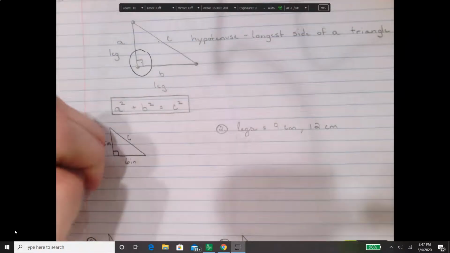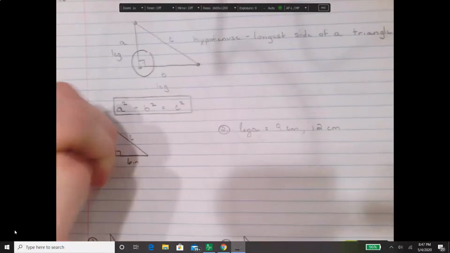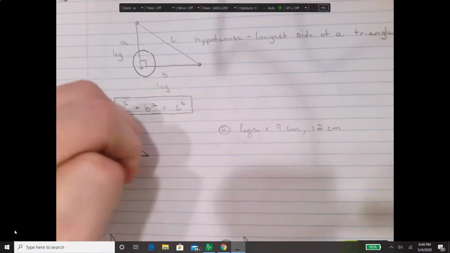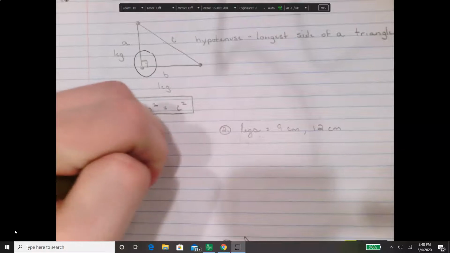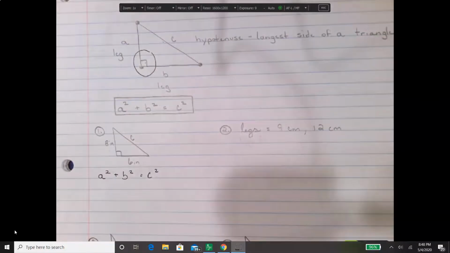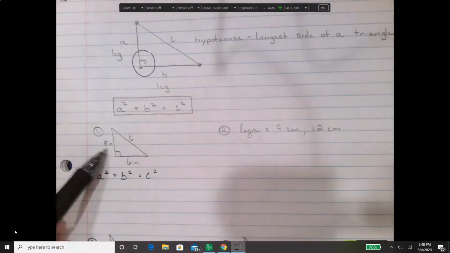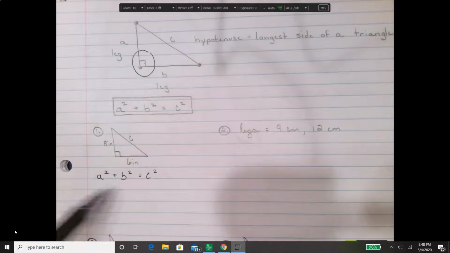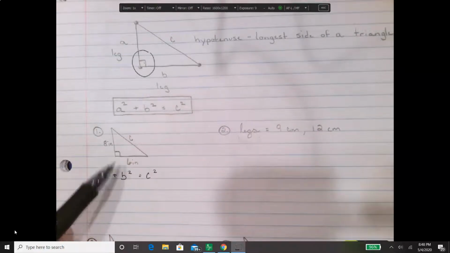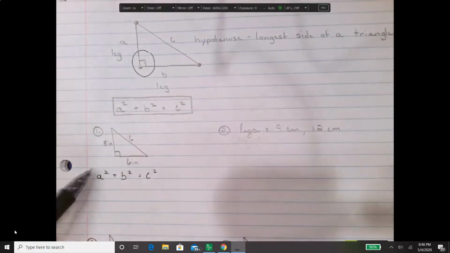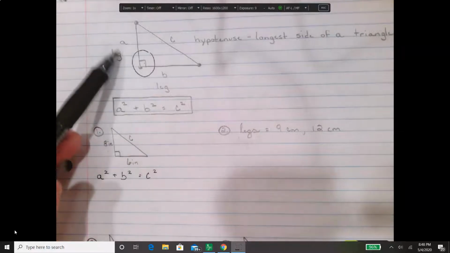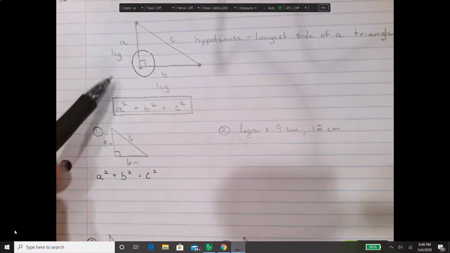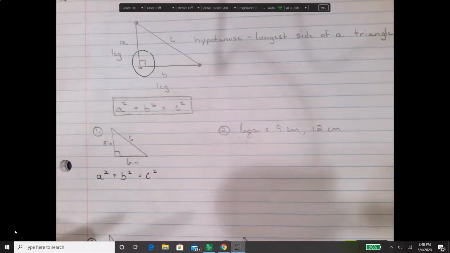I'm going to plug this all into my formula. Always write that formula down whenever you're trying to solve. A squared plus b squared equals c squared. Now I'm going to start to plug these in. It doesn't matter if 8 happens to be A or B, and the same with 6, because A and B are both legs, so they can be interchanged here.